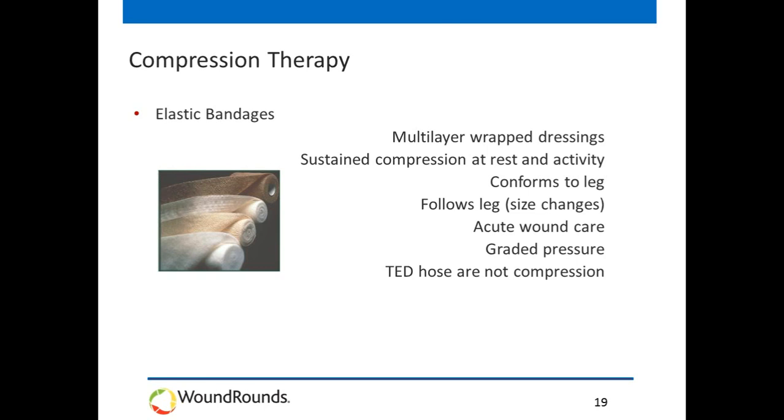TED hose, as a note, only exert 8 to 10 millimeters of mercury at the ankle. That's not adequate for treatment of venous insufficiency. And your anti-embolism is only 15 to 17 millimeters of mercury. Other low compression bandages or elastic or ACE bandages aren't effective on your ambulatory patients for venous insufficiency.